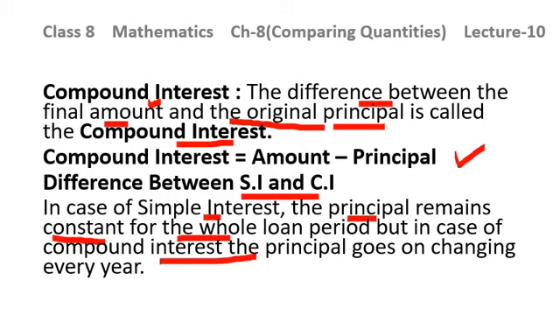So what is compound interest? The difference between the final amount and original principal is called compound interest. It is given by the formula amount minus principal. What is the difference between SI and CI? In simple interest, the principal remains the same for the whole loan period. But in compound interest, the principal keeps changing every year. And what is this change? The amount of the previous year becomes the principal for the next year.